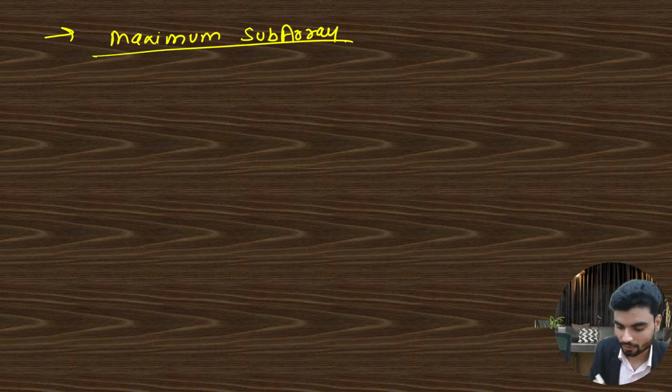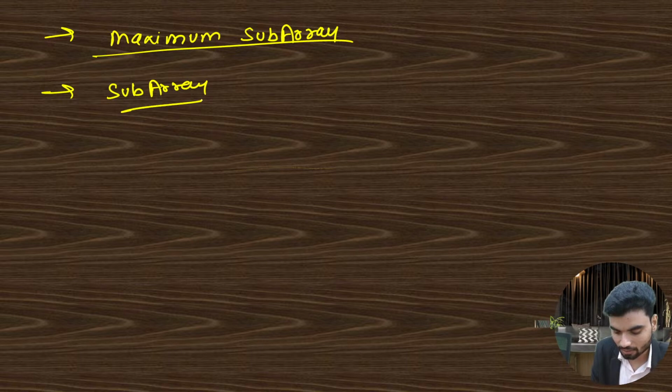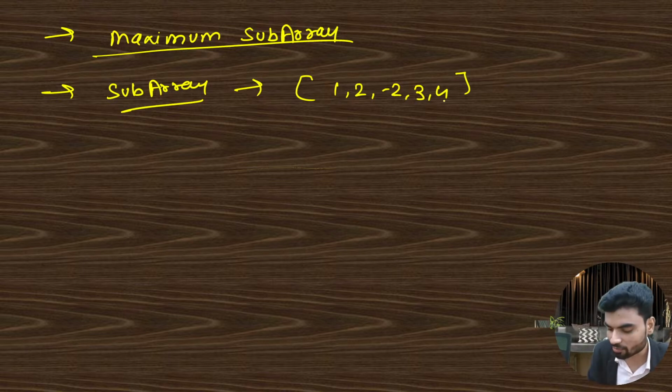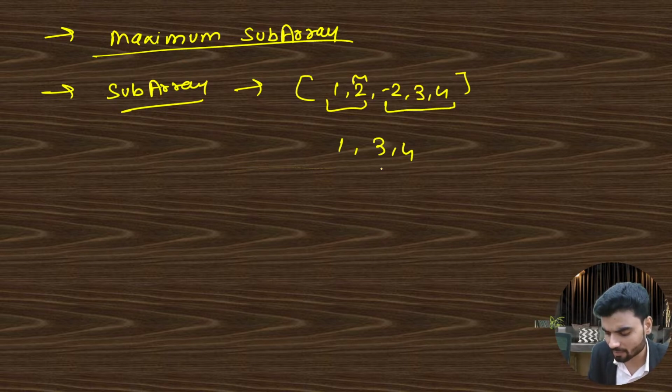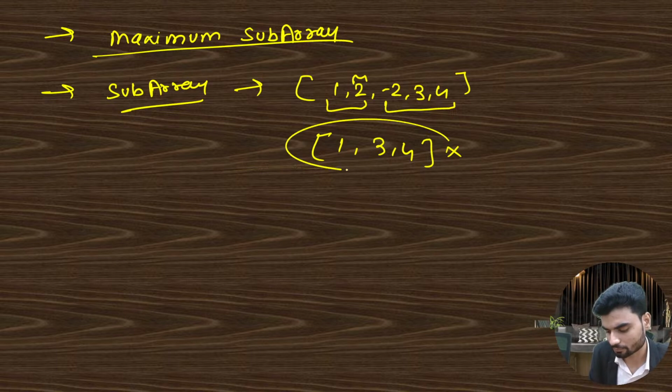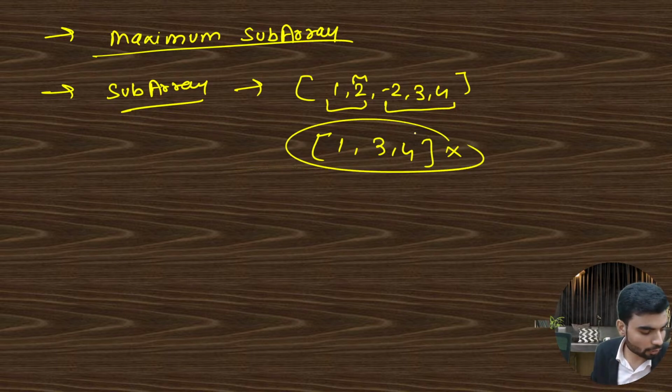Maximum subarray. The first term was subarray. How can we calculate a subarray? A subarray means any subpart of the array. Let's say we have an array 1, 2, -2, 3, 4. Contiguous means without leaving any elements. So this is a subarray. 2 itself is a subarray. Again, -3, 2, 4 is a subarray. Is 1, 3, 4 a subarray? No, this is not a subarray. It's a subsequence, not a subarray.